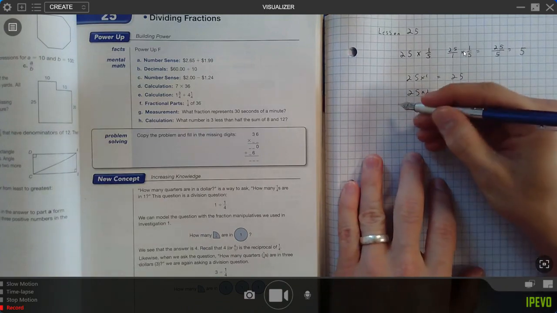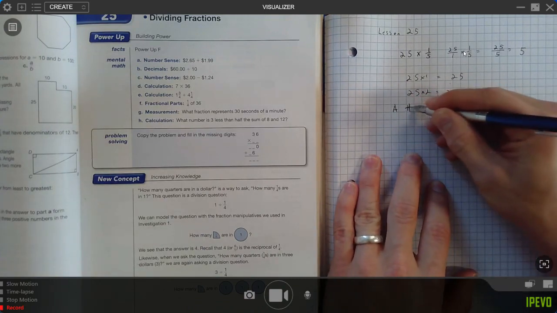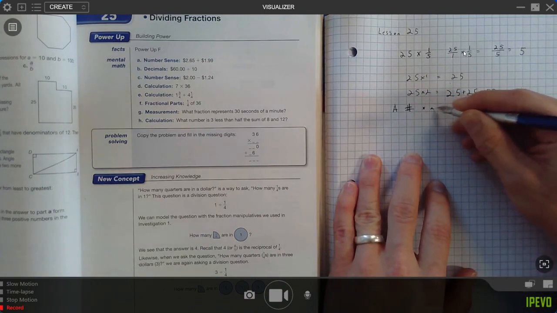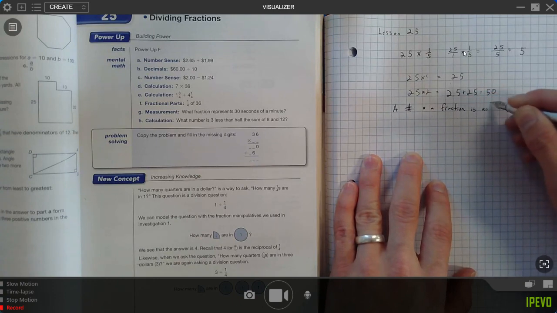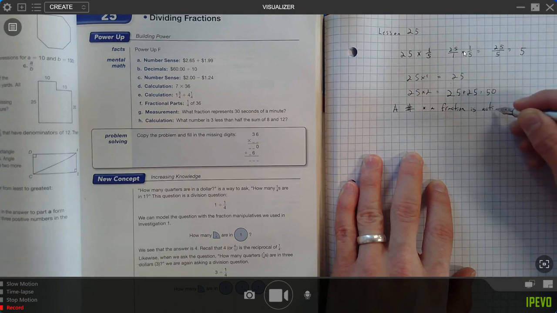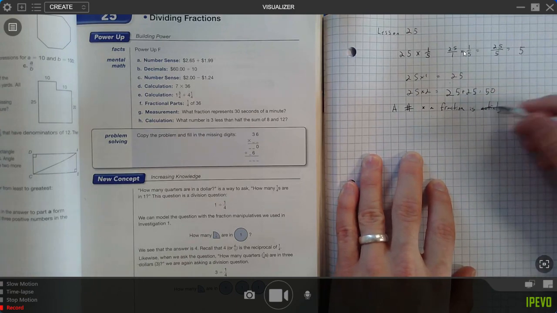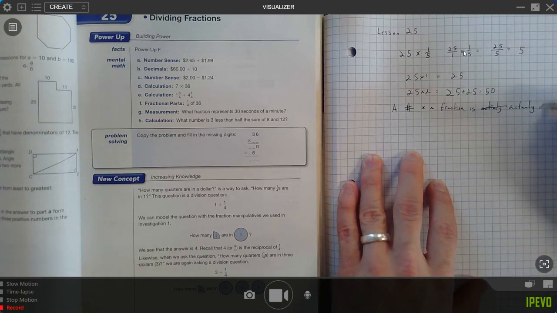Now let's go ahead and write that down. A number times a fraction is actually, how do I spell actually? Division.